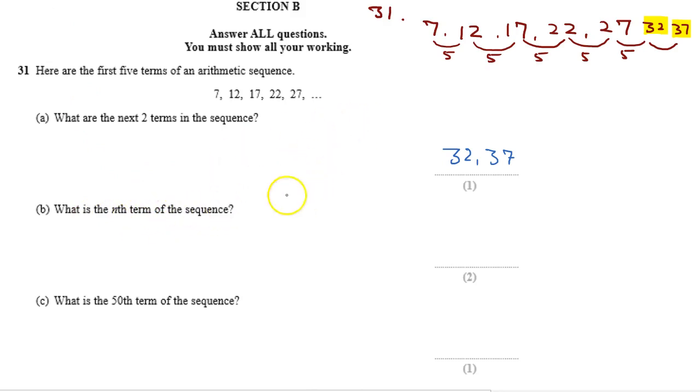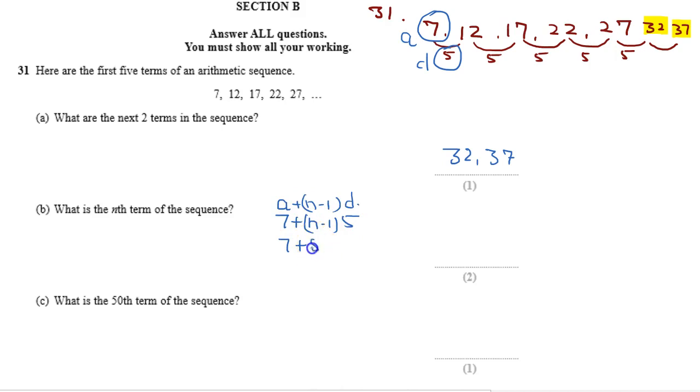What is the nth term of the sequence? To find the nth term of an arithmetic sequence, the formula is a plus n minus 1 d. A is the first number and d is the common difference. So we write 7 plus n minus 1 and d is 5. Don't multiply 7 by n, 5 is outside the bracket, not 7.